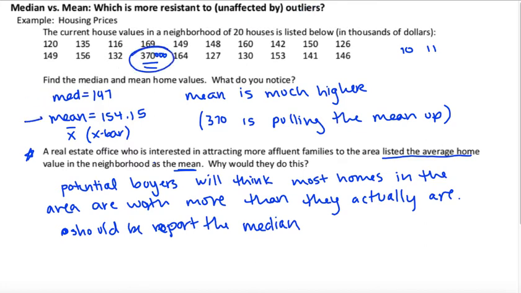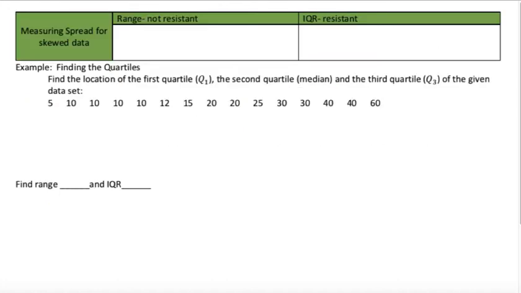Mean, affected by outlier. Median, not. Mean, not resistant. Median, resistant. So we want to keep that idea because unaffected by makes more sense, but the vocabulary that AP uses is resistant. Median is resistant to an outlier. It's not influenced. Mean is not resistant.